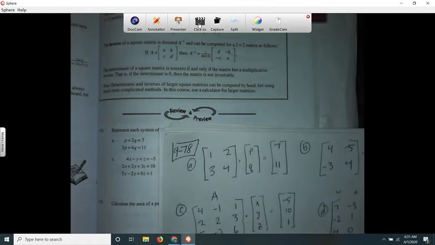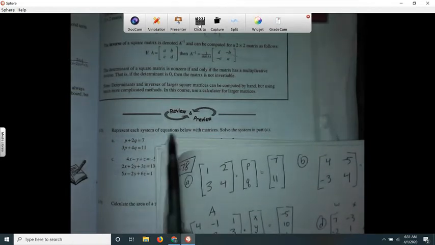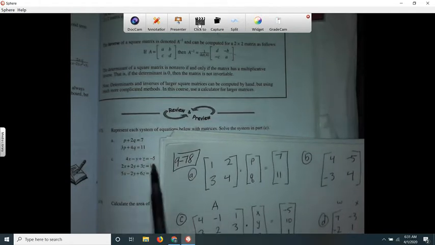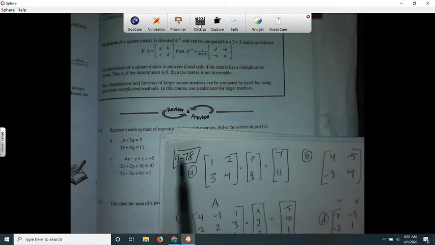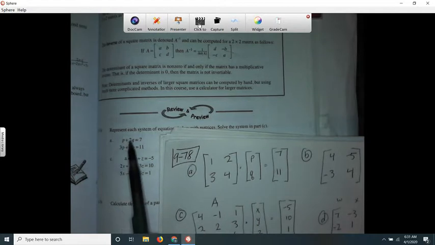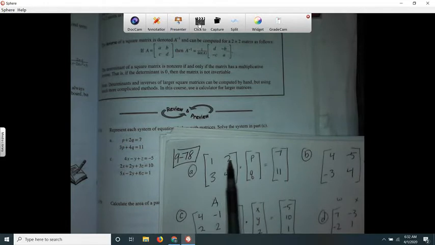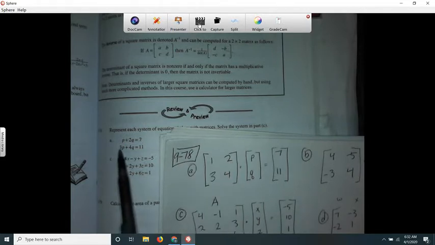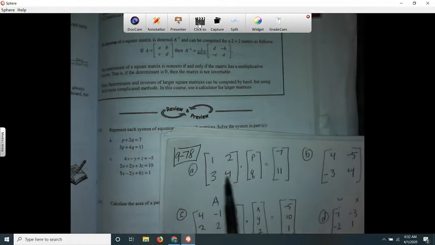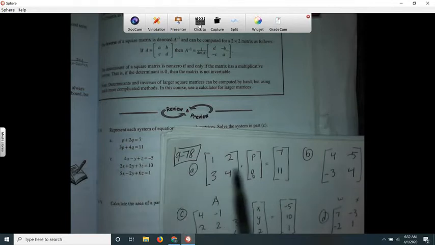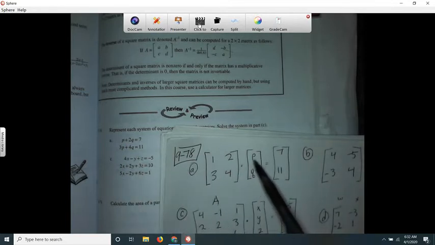So basically, to represent the system of equations with matrices, it means just make a matrix out of it. All you do is take the coefficients of the variables. The coefficient of p is 1 and the coefficient of q is 2. So there's my 1 and my 2. And this one's coefficient of p is 3 and the coefficient of q is 4. See? Oh, that's cute. 1, 2, 3, 4. And then you multiply those by PQ and set it equal to the column vector 7, 11.